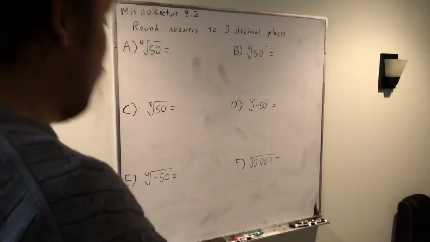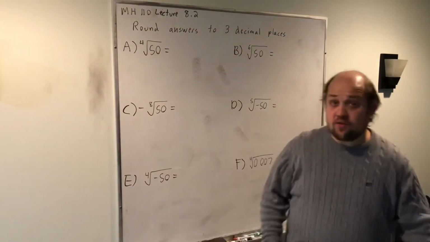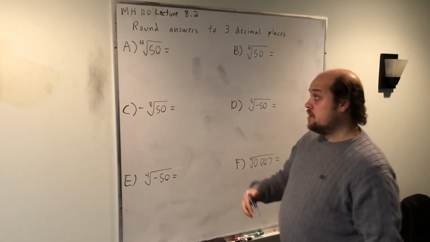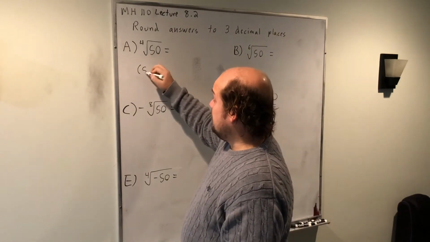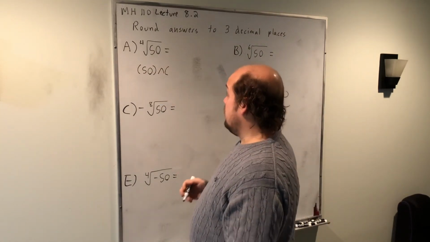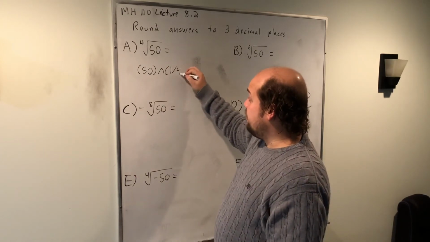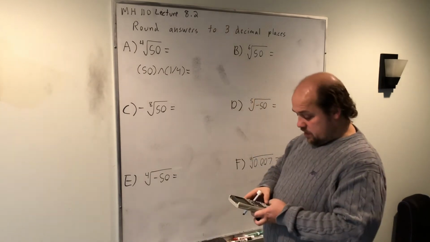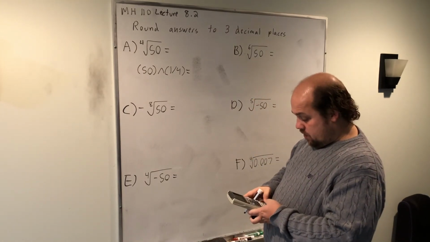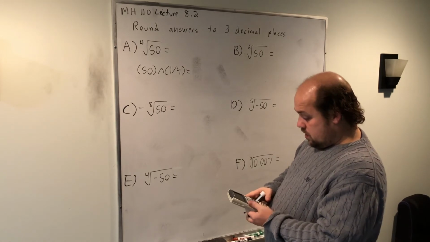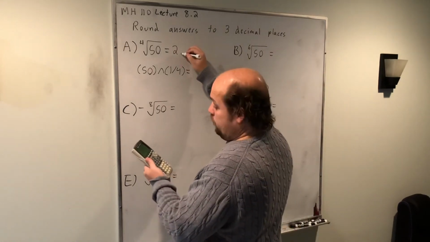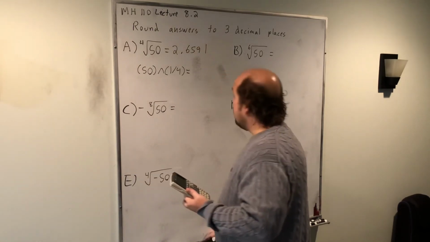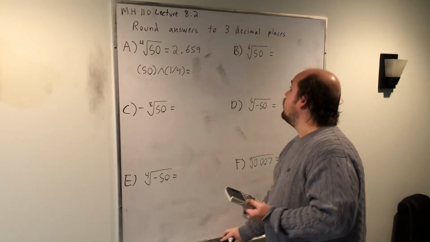When we're doing these higher ordered roots that are different from the third root, they're really just the same thing, except I'm taking it to a different fractional power. So I still take what's under the root sign, in this case 50, to a power. In this case, 1 divided by 4, because 4 is the number that's on the root. So if I put that into my calculator as 50 to the power of 1 divided by 4, I get an answer of 2.6591. I'm going to drop the 1 because it's 4 or lower.